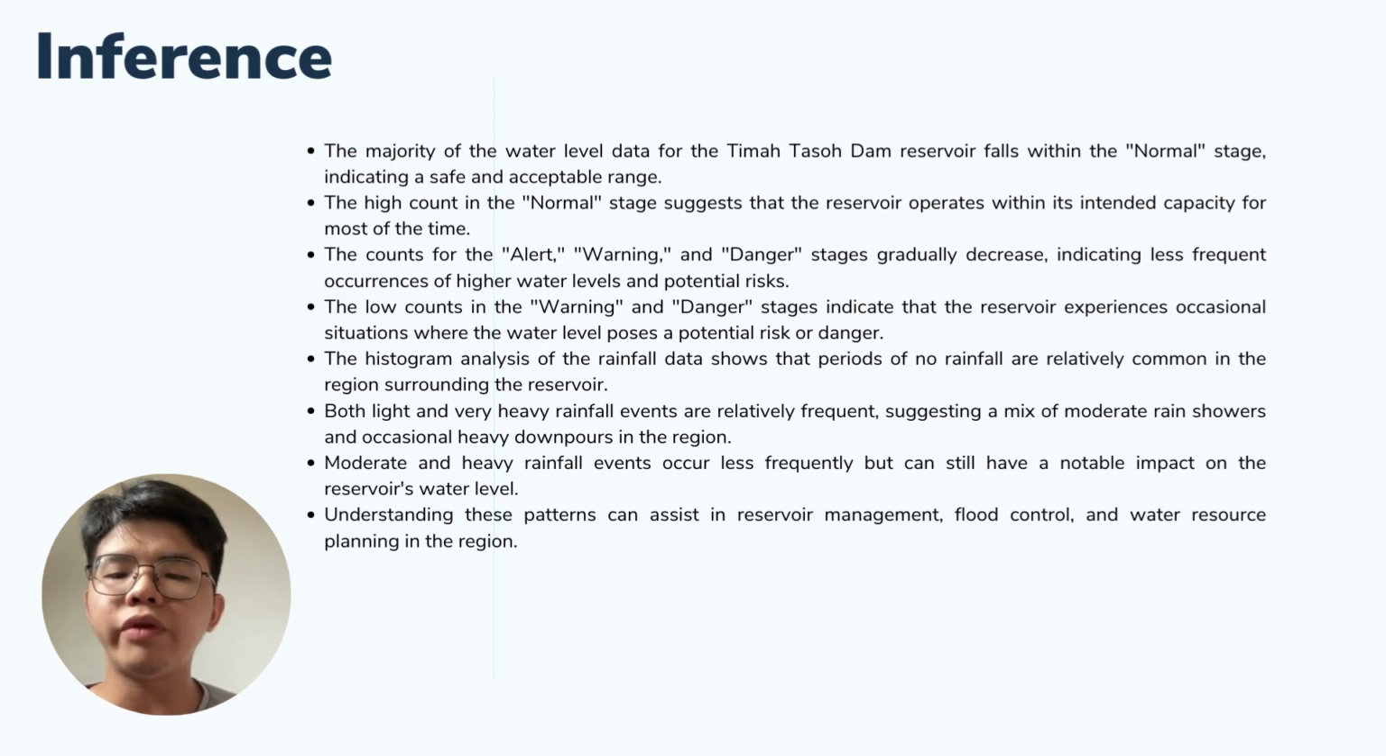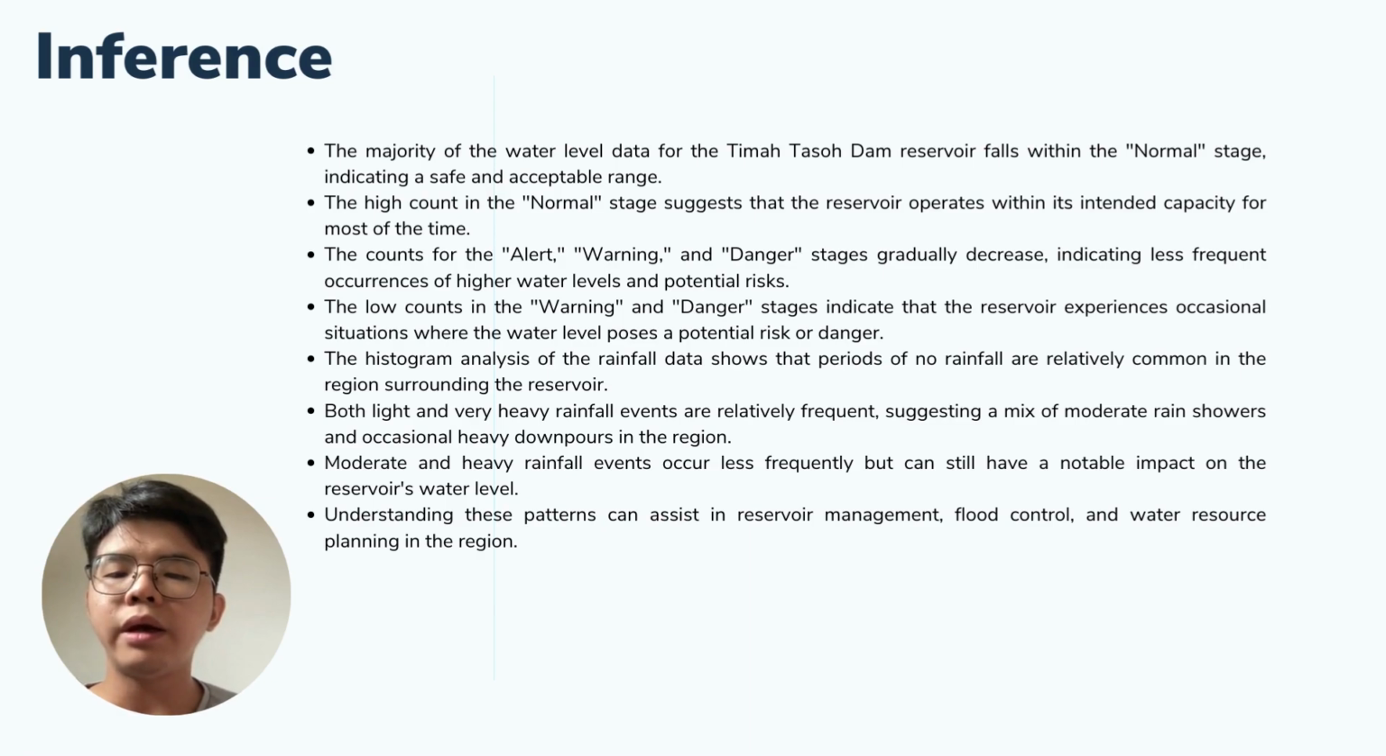The counts for the different rainfall categories indicate the occurrence of varying intensities of rainfall. The light and very heavy categories have similar counts, suggesting that both light and very heavy rainfall events are relatively frequent. This implies that the region experiences a mix of moderate rain showers and occasional heavy downpours, which can contribute to fluctuations in the reservoir water level.